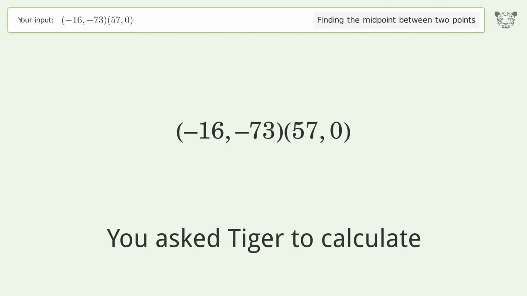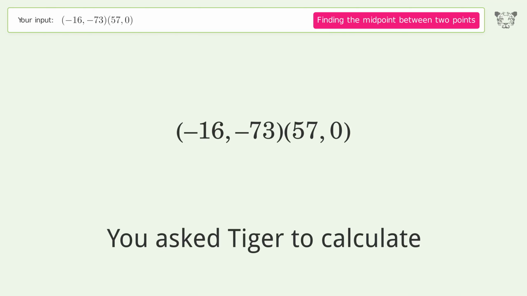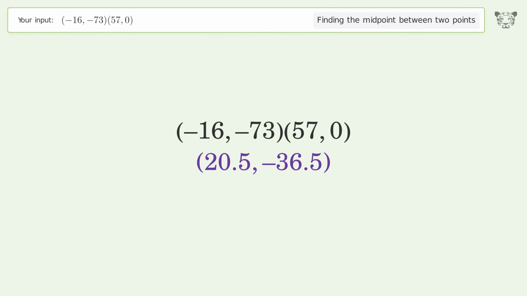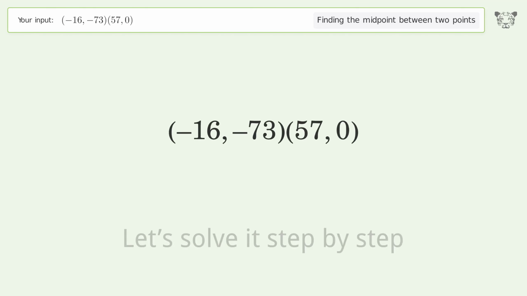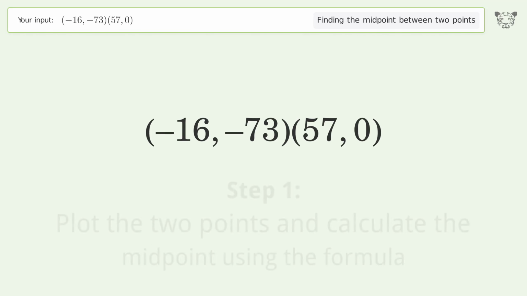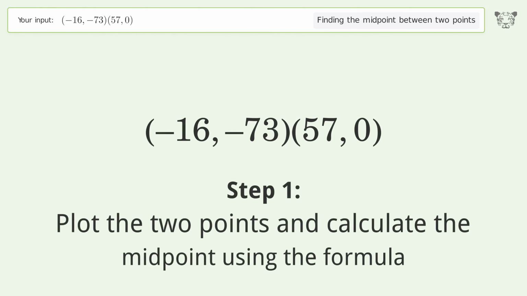You ask Tiger to calculate. This deals with finding the midpoint between 2 points. The midpoint between the 2 points is 20.5, negative 36.5. Let's solve it step by step. Plot the 2 points and calculate the midpoint using the formula.